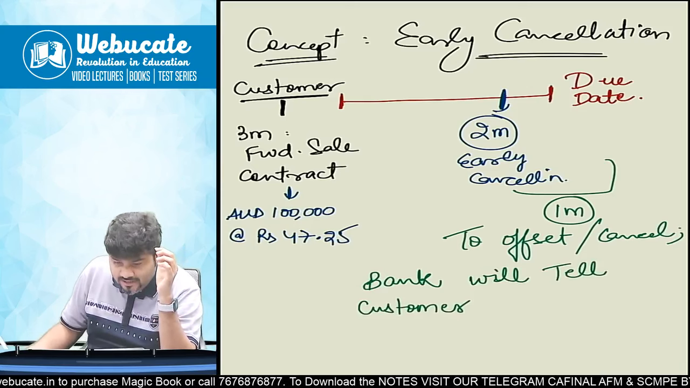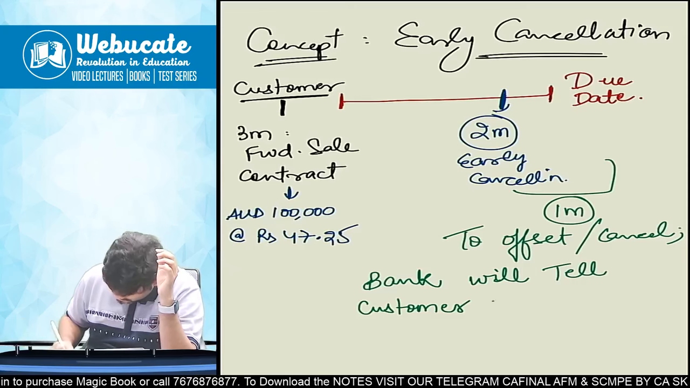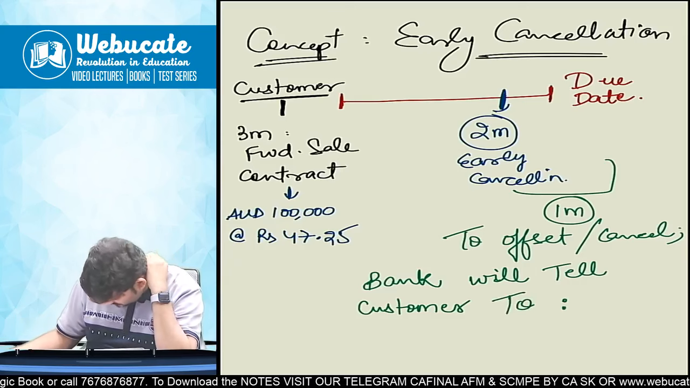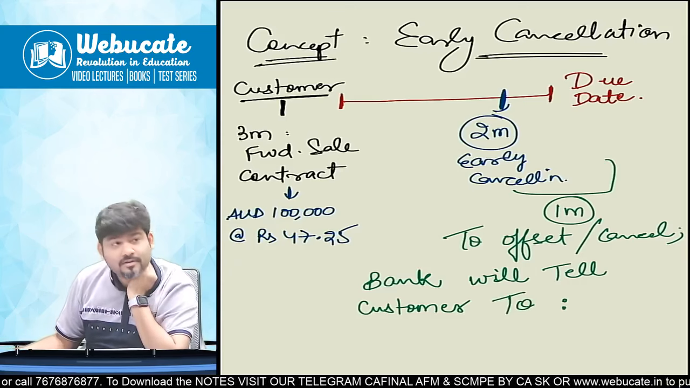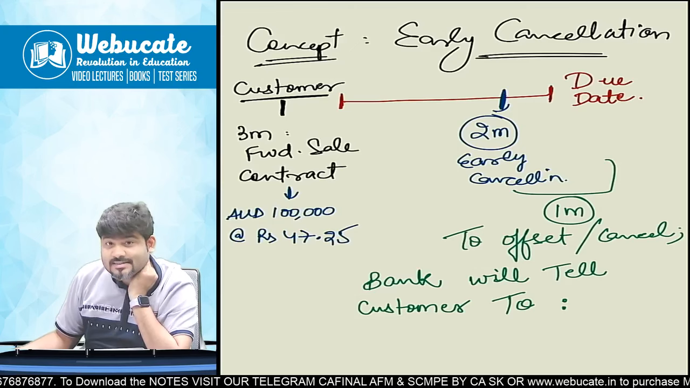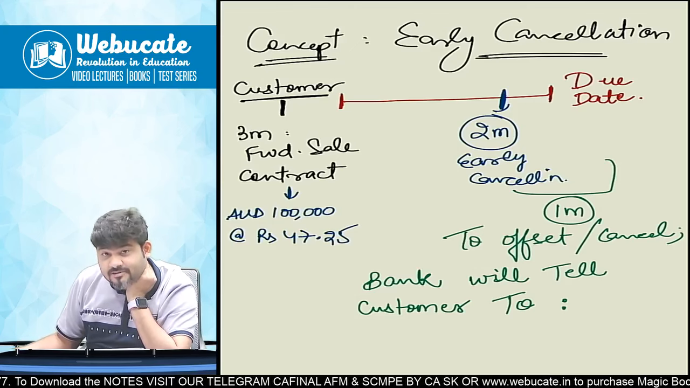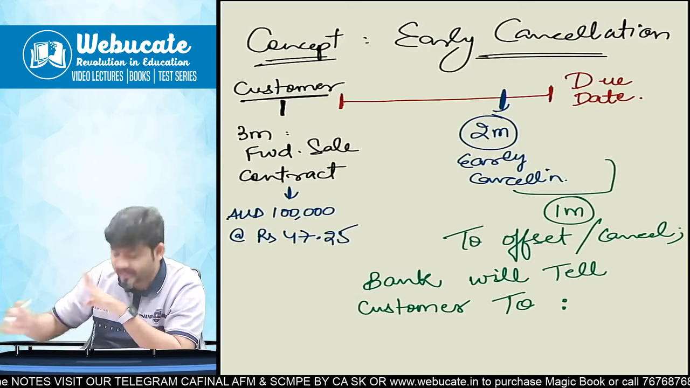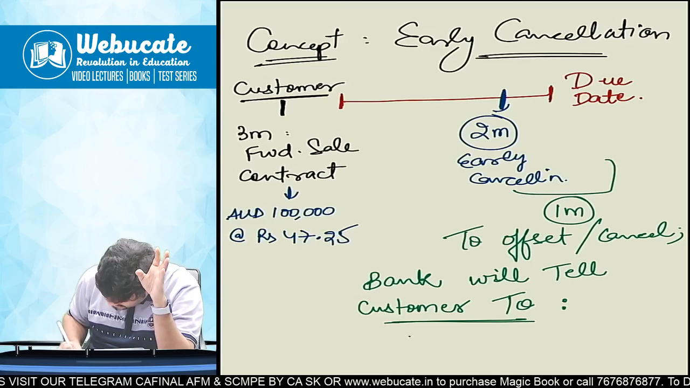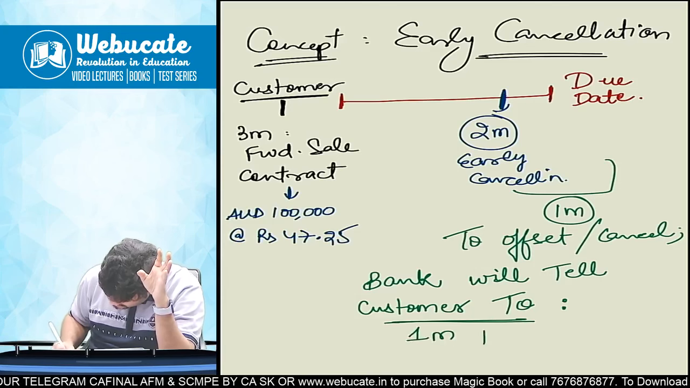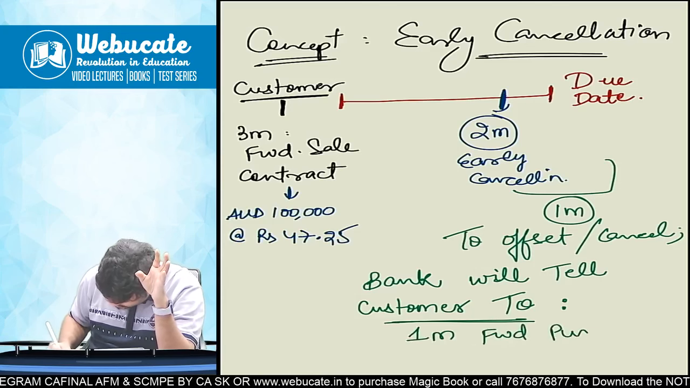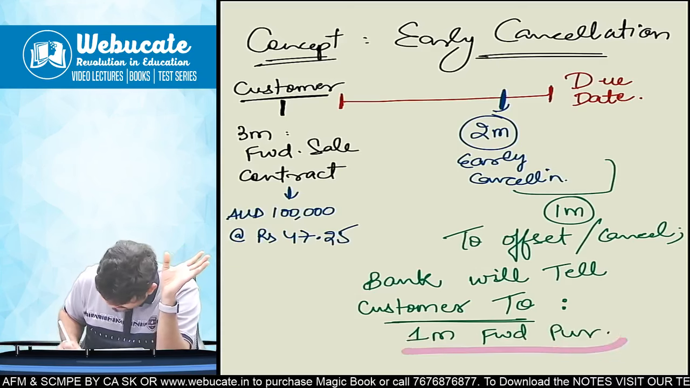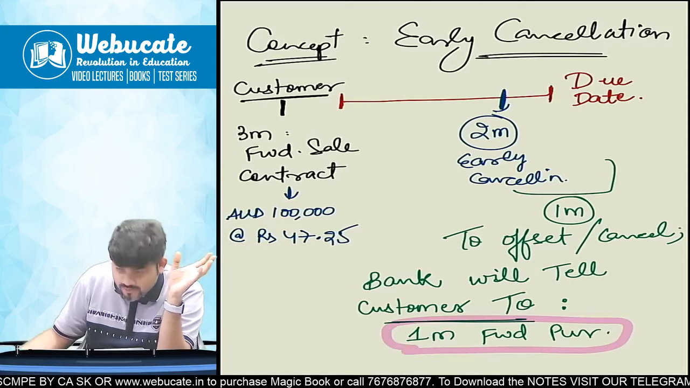Bank will tell the customer to... what will happen? Forward sale will be offset by forward purchase, but not now, after 1 month. So we will tell the customer, you please enter into a 1 month forward purchase. Done. You please enter into a 1 month forward purchase.